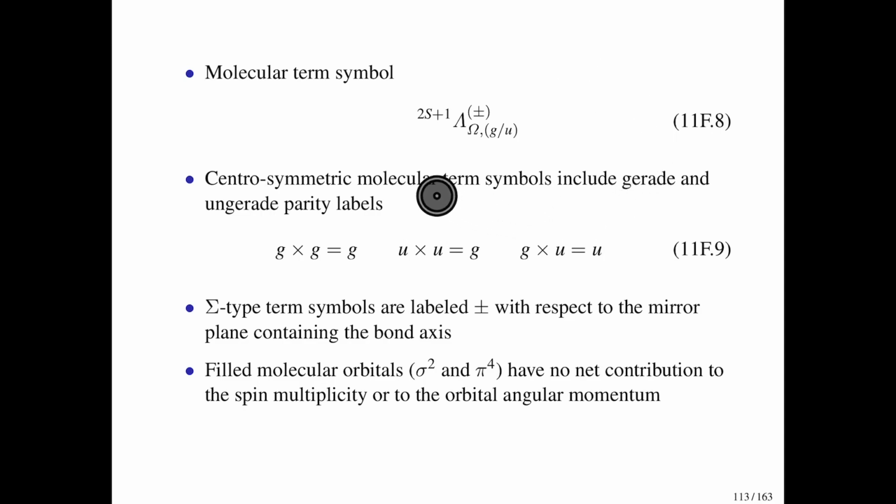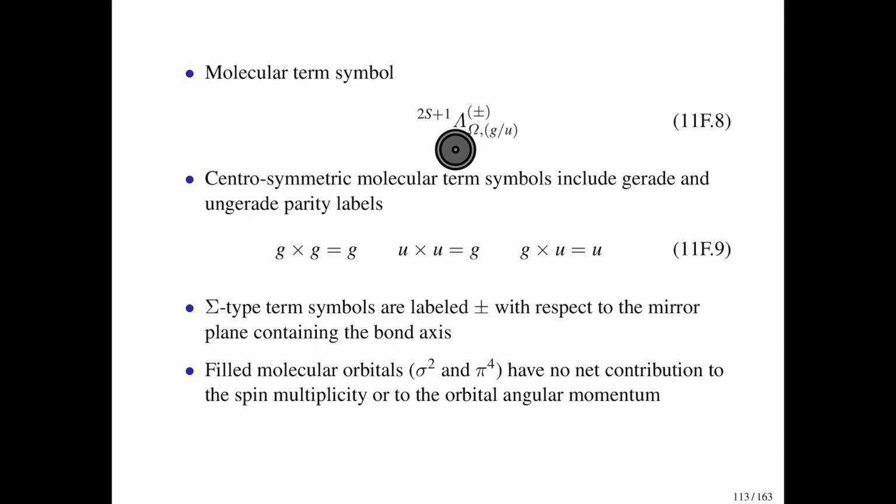The omega is another parameter. This quantum number here represents the z component of the total angular momentum. So it's related to that quantum number M sub J. So you have those three main symbols here.